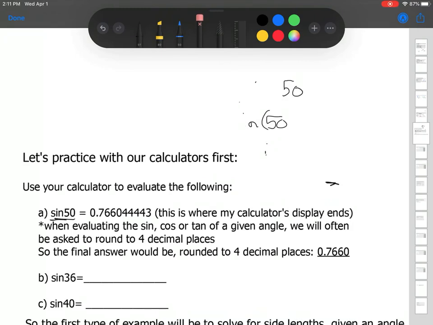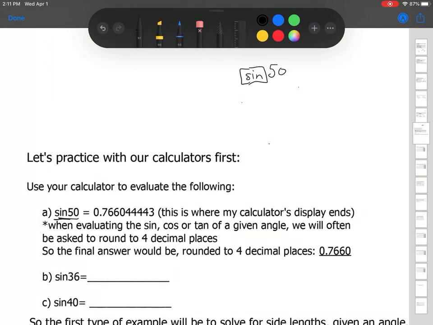Okay, so let's practice with your calculator first. So when you type these in, again, there is a variety in how the calculator will work. So let's say we'll do A here, sine 50. So when I type in my calculator sine 50, I push the button sine, and in the display it pops up SIN, and then I type in 50, push equals, and it gives me the answer 0.7660444443.